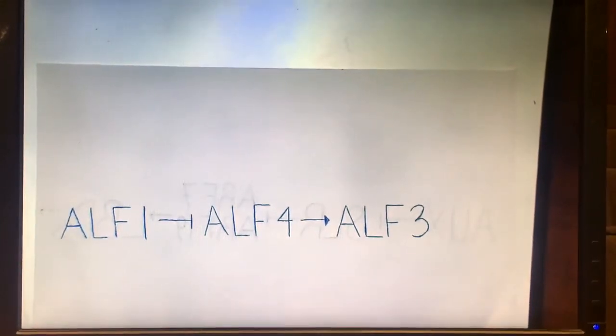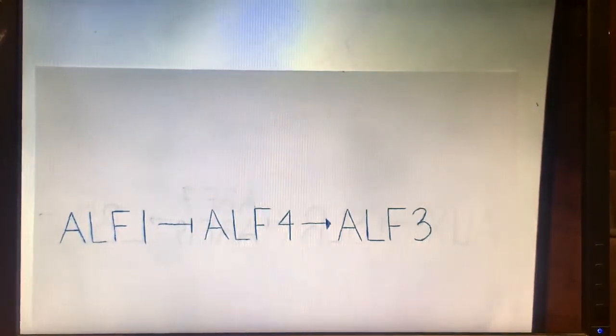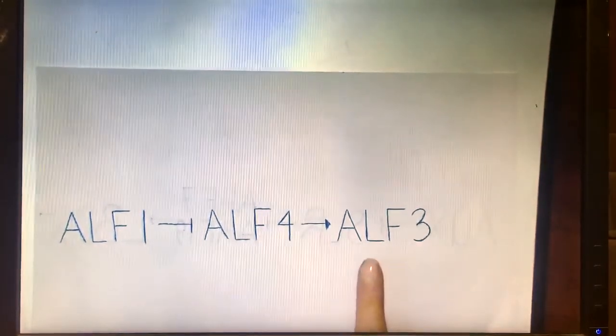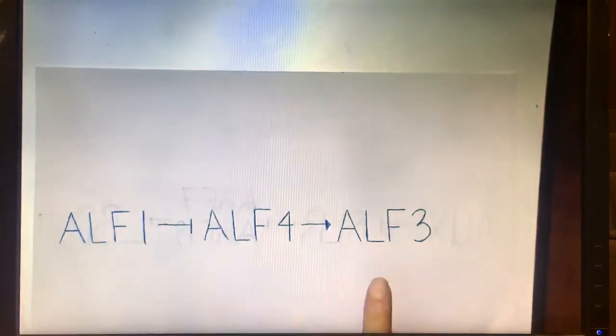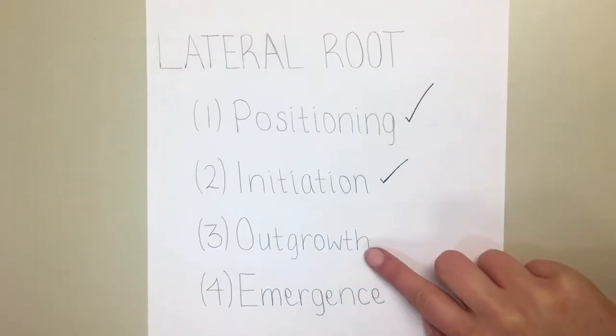After the lateral root grows to a certain size, it begins to become insensitive to the IAA produced in primary root and must produce its own. ALF3 activity helps facilitate this and is promoted by ALF1. Now that we've covered initiation, we can move on to the outgrowth phase.